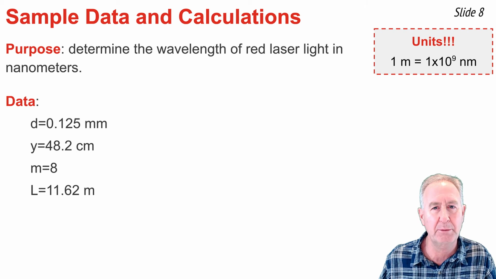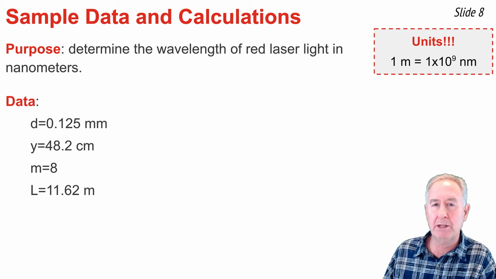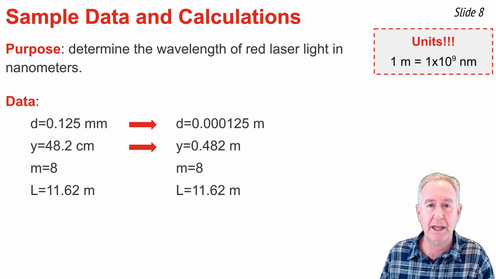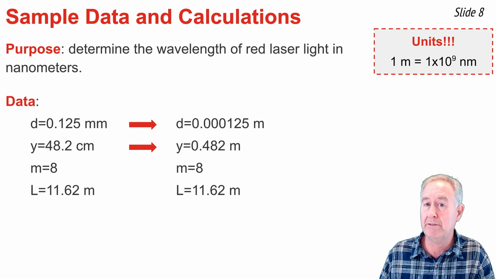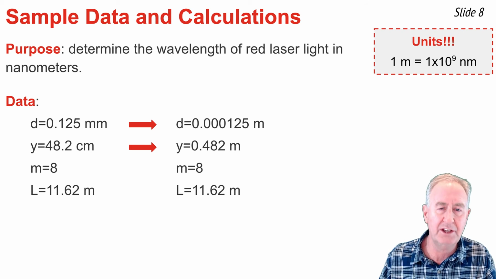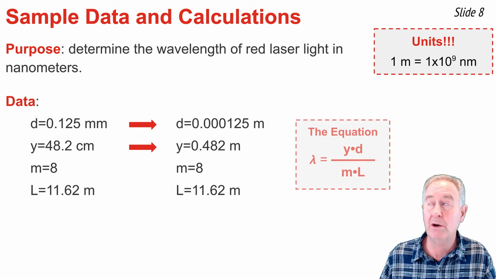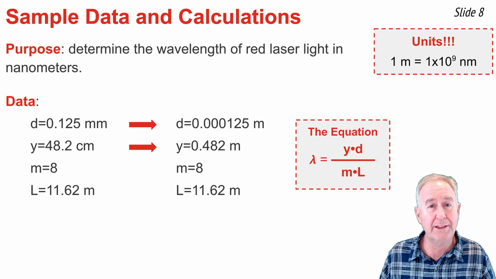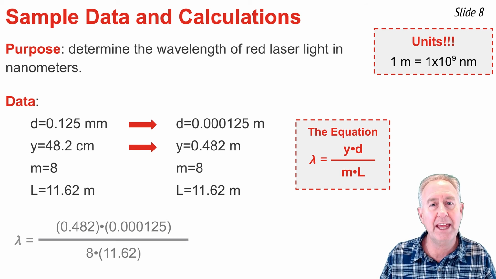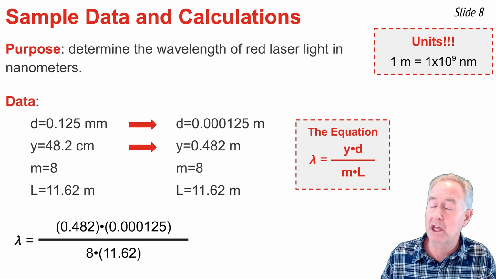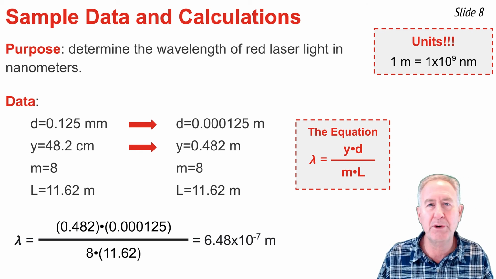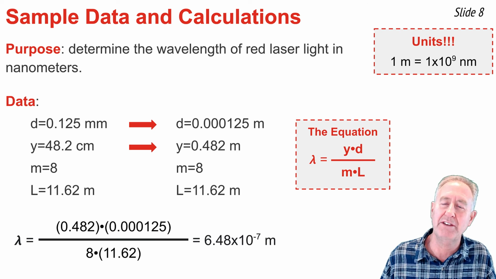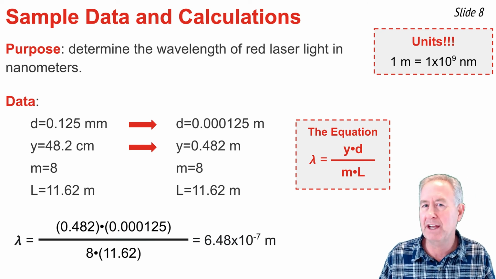Then convert to nanometers. So I can take my millimeters for D and divide by 1,000 to get it in meters. I can take my centimeters for Y and convert it to meters by dividing by 100, and my L is already in meters. I can now use my equation to calculate the wavelength of red light, and the answer will be in units of meters. I plug all my numbers in, I chug out the answer, and I get 6.48 times 10 to the negative 7th meters. But that's not the answer.